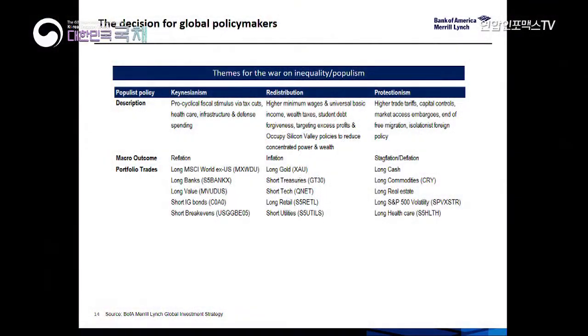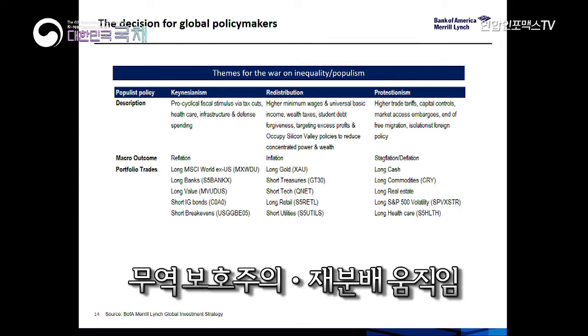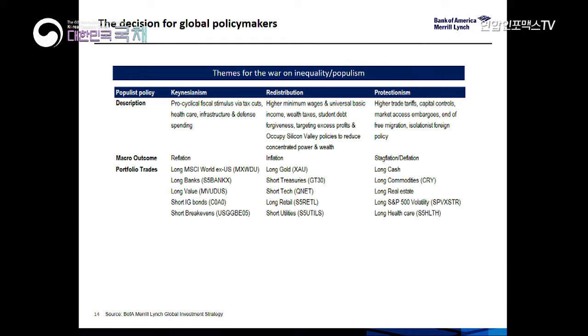Now, one thing to remember, the big decision for global policymakers is how to deal with inequality and populism. And there are three broad ways to deal with inequality and populism. There's protectionism, which is happening in a lot of countries, including most notably the US. There's redistribution, things like higher minimum wages, universal basic income, wealth taxes, which is being considered in some countries. And then there's Keynesianism, which is fiscal easing or aggressive pro-cyclical fiscal stimulus via tax cuts as well as higher spending.